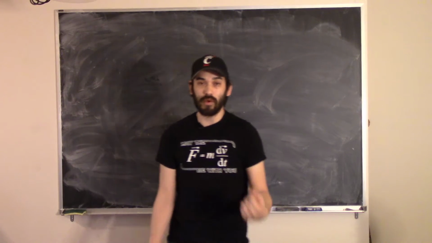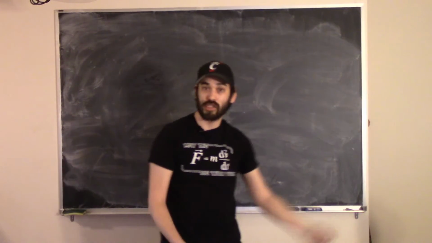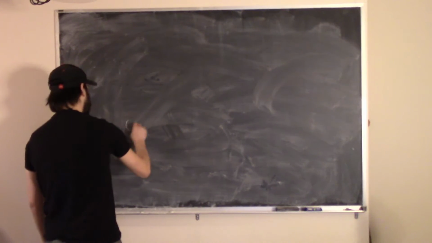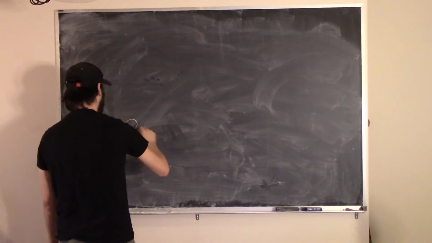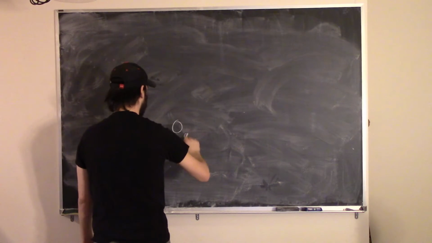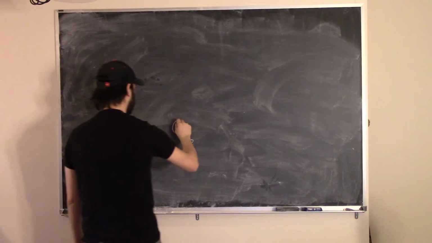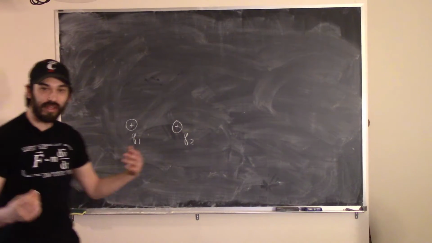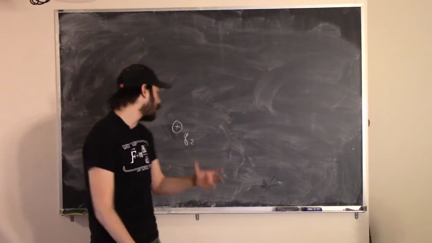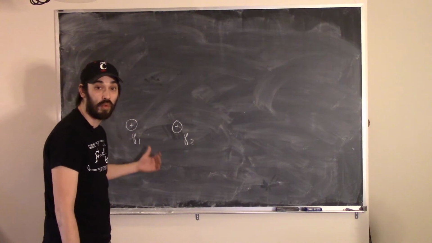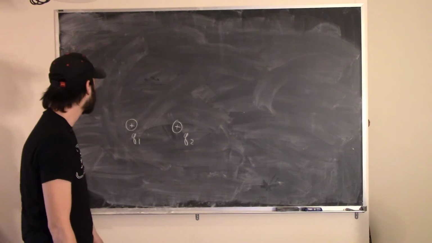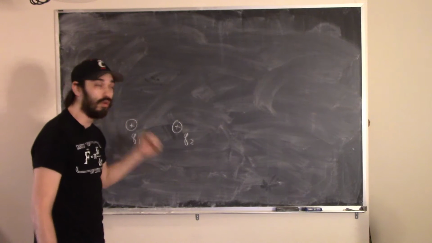So to start with, let's just draw some charged particles here. Consider some charge Q1 and some charge Q2, and we'll assume that these are just some positive charges. We'd like to set up an equation that describes what the force is between these two charges. And that equation is what's called Coulomb's Law.